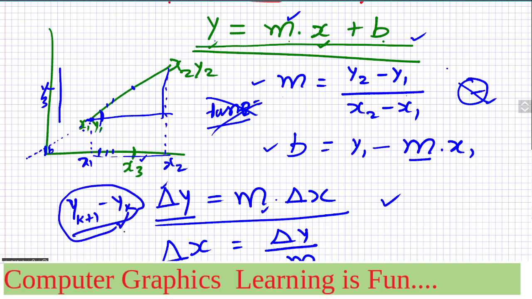This can be xk plus 1 minus xk, which will be delta x. In this way you can consider delta x and delta y. So basically what we are trying to understand here is, till now we have known that given the points x1 y1 and x2 y2, we can find two values, the value of m and b.